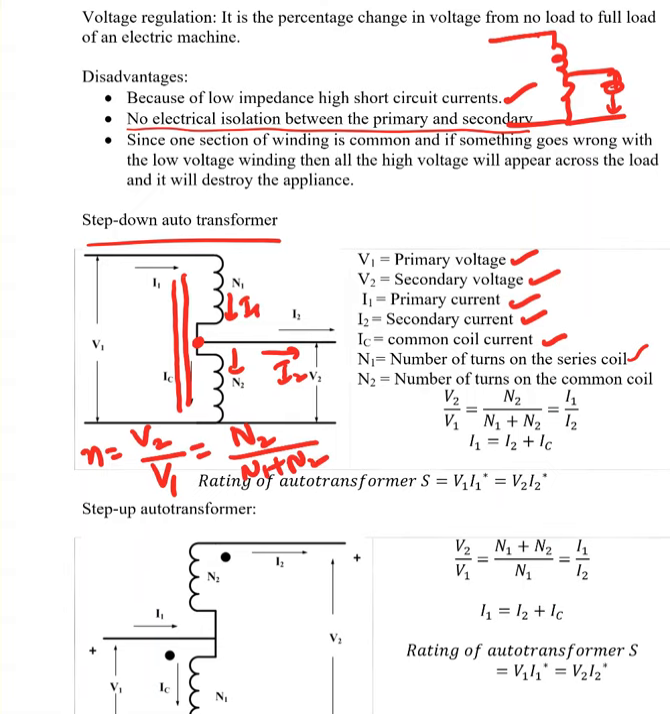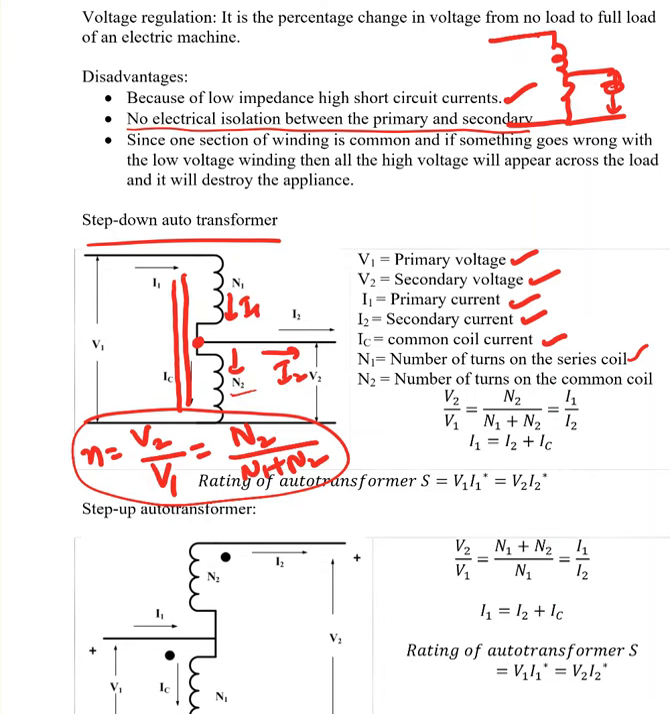So for a step down auto transformer, this is the transformer ratio. Don't blindly follow this. For a step down transformer, it's always N2 over N1 plus N2. Compare here which terminals or which number of turns represent the secondary winding, and how many turns represent the primary winding. Based on that, you can tell.